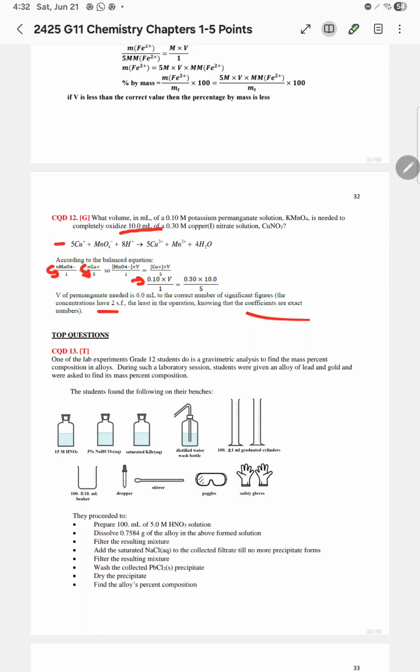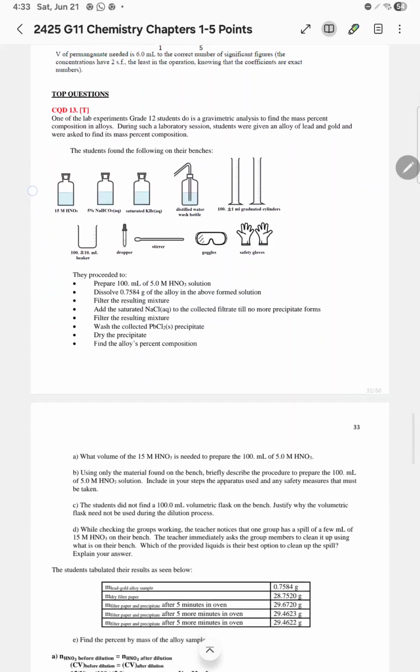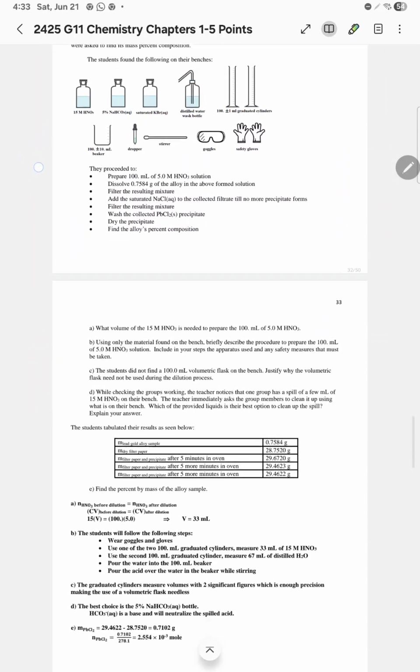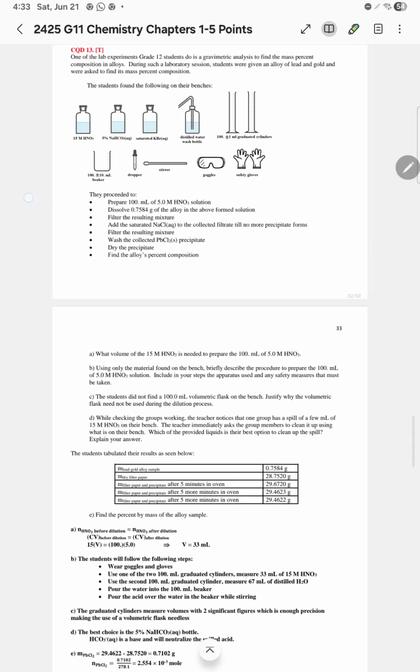Top questions. Okay, so let's put this question almost in a page. Yeah, this question takes up 2 pages, so here is the entire question. One of the lab experiments in grade 12 is gravimetric analysis to find the mass percentage composition in alloys. During such a laboratory session, students were given an alloy of lead and gold, so Pb and Au, and asked to find the mass percentage composition.